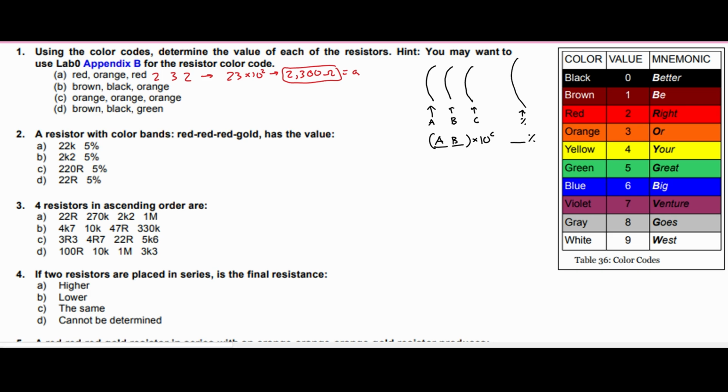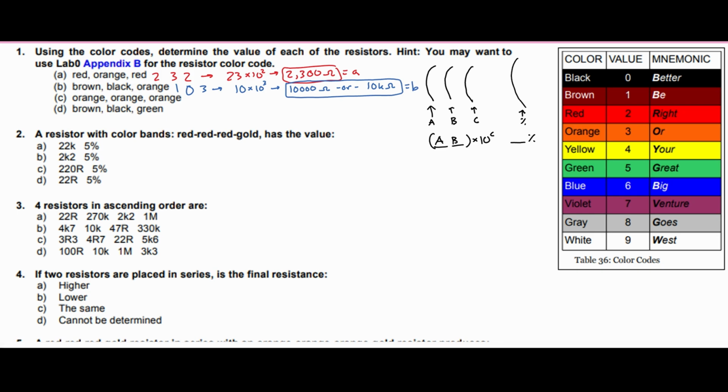For part B, we have brown, black, orange. Brown is 1, black is 0, orange is 3. So if we write this out, we're going to have 10 times 10 cubed. And this is going to give us 10,000 ohms, or we can write this as 10 kilo ohms. And that's the answer to part B.